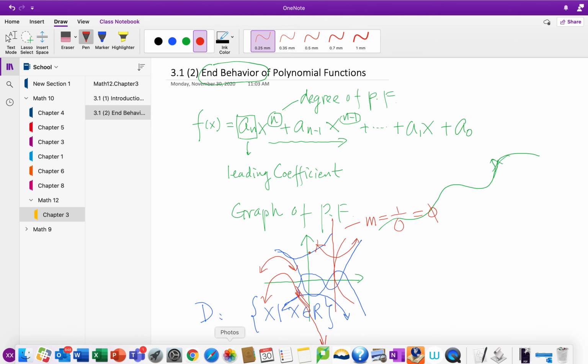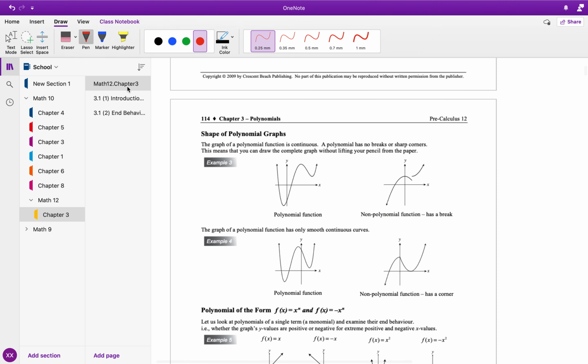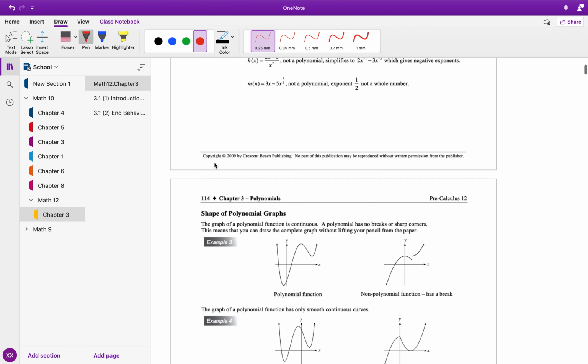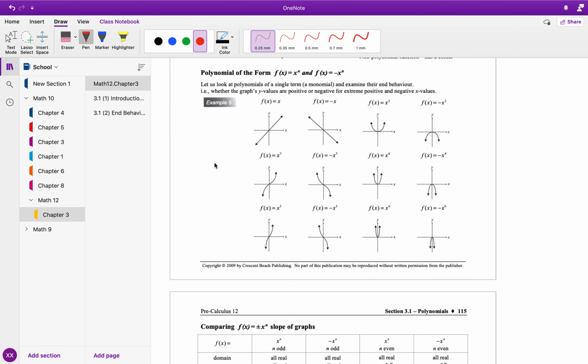So basically, we need to know how the graph starts and how it ends. That would really help us to imagine the graph right away. So now let's take a look at this. We can start with the very general polynomial functions. Take a look here: f(x) equals x, f(x) equals negative x. This is a positive slope, and this is a negative slope.